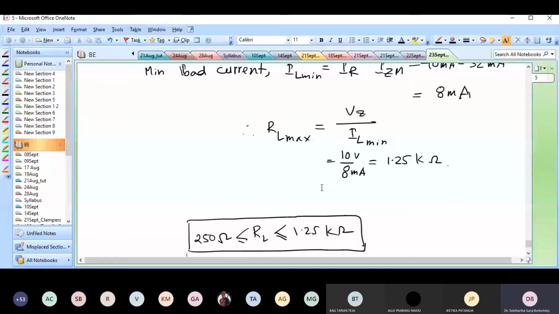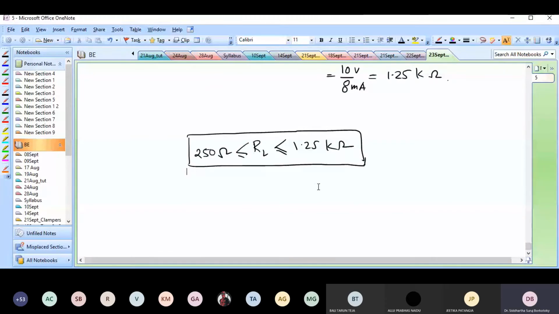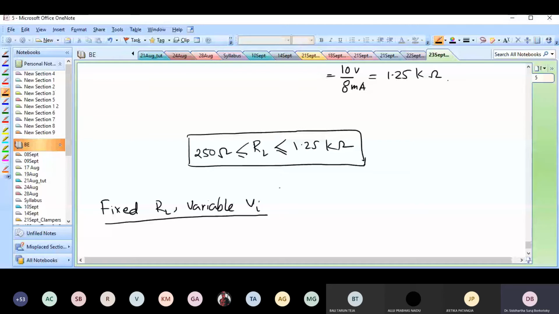What if the situation is reversed now? If the situation is reversed, that means I have fixed RL and variable VI. Now my load resistance is fixed. For example, I know what load it will be used in, but the voltage supply is up to the customer. The customer might use some large supply, some small supply. Then let's see what will happen to this particular circuit.